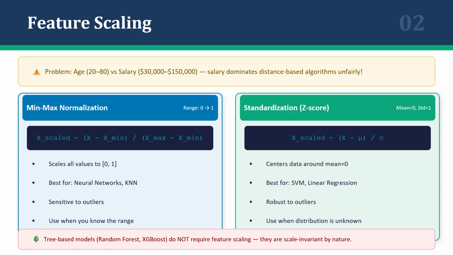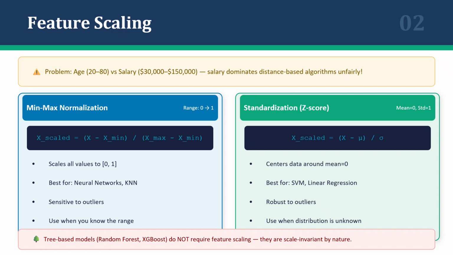The first method is min-max normalization. The formula is (x minus min) divided by (max minus min). For example, age 30 with min equal to 20 and max equal to 80, you will get around 0.167. All values become between 0 and 1. One extreme outlier can compress all other values into a tiny range.